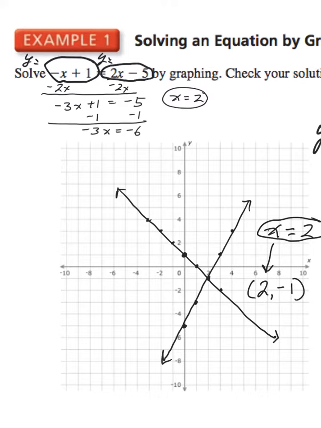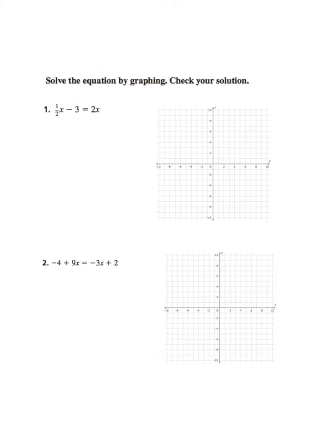Let's try another one. Ready? So what we're going to do is, instead of solving this algebraically like we did at the beginning, I want you to solve this using lines. So let's go to the next one. The next page is for you.